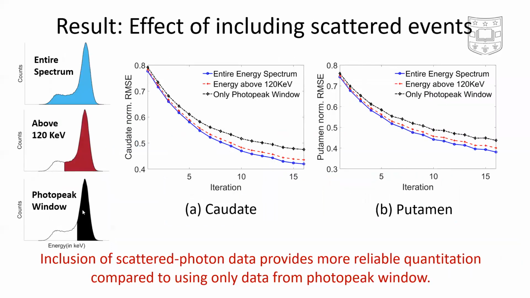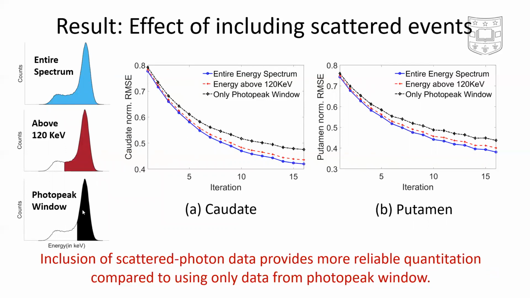In the first set of experiments, we tried to observe the effect of including events from the scatter window on quantitative accuracy. For this purpose, the reconstruction was performed in 3 different settings. First, list mode events from the entire energy spectrum were used. Secondly, we used list mode events that have energy above 120 keV. And finally, we used list mode events that fall into the photopeak window.